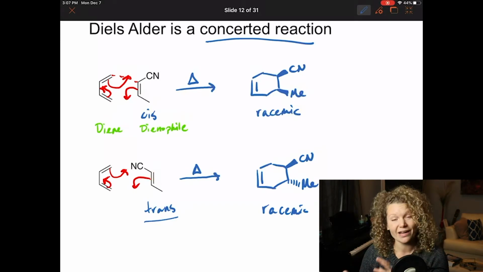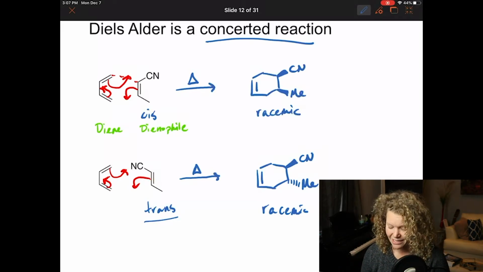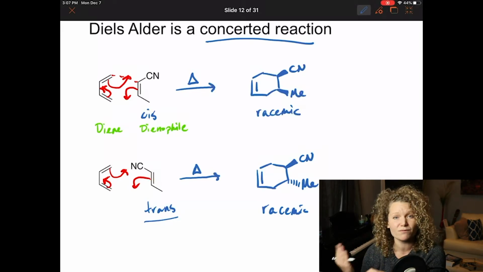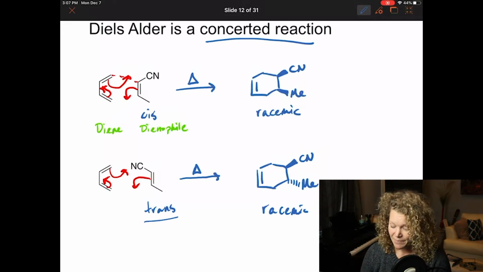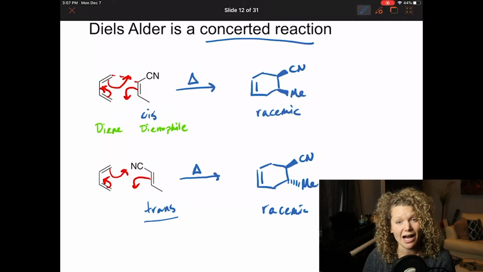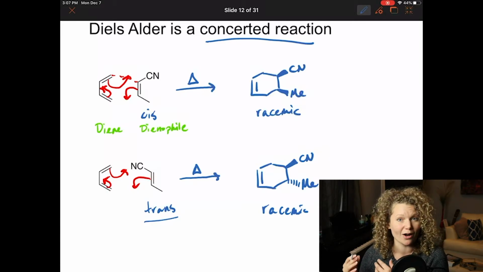So again, this is showing Diels-Alder is a concerted reaction, and if you start with a trans alkene, like in our bottom example, you'll have both of those groups opposite of each other. If you start with a cis alkene, like in our top example, both of the groups are on the same side.